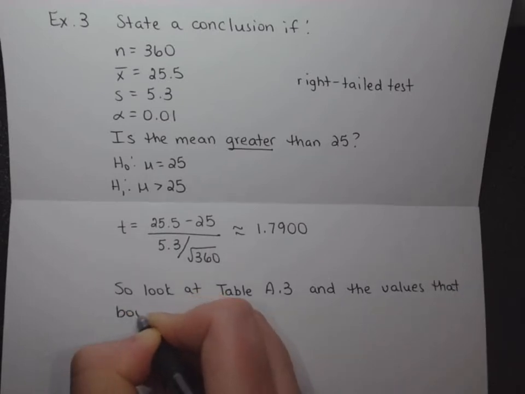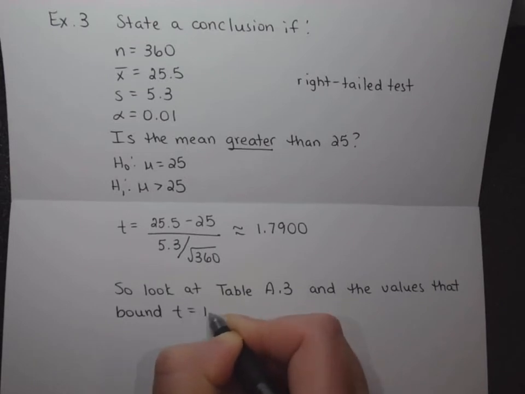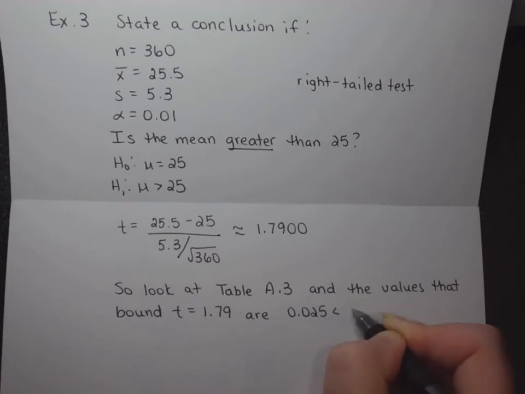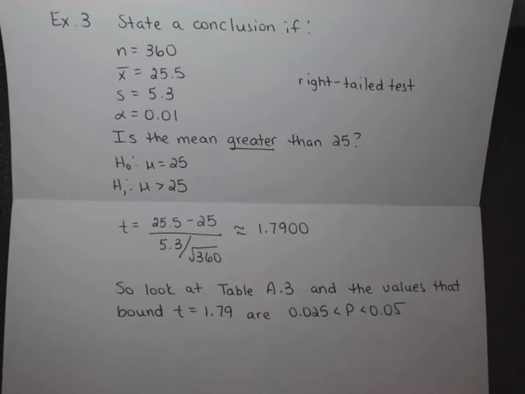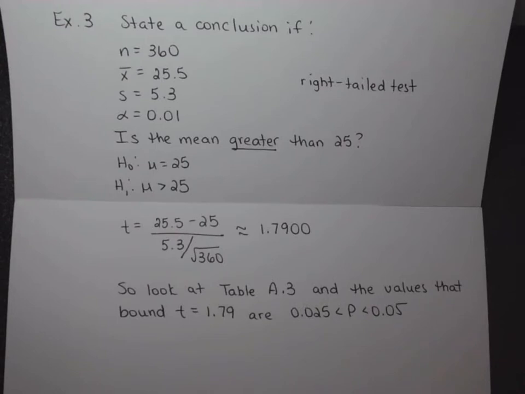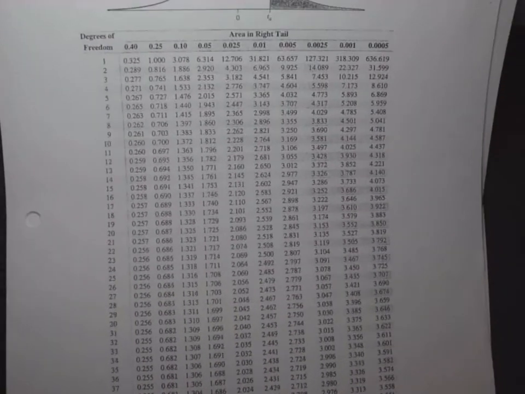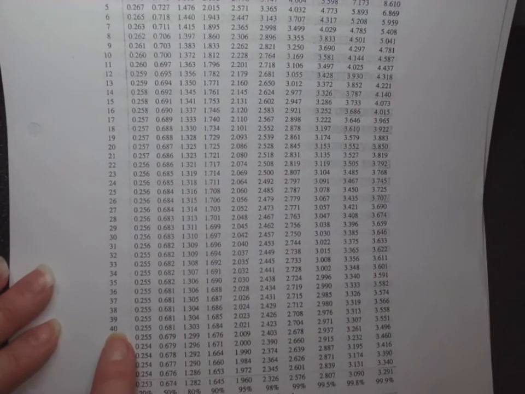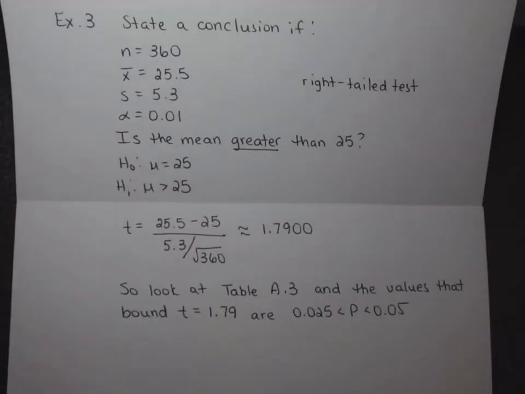So the values that bound t equals 1.79 are the following. Okay. So if you look at, by the way, there is no n equals 360, right? So you just use the closest thing to it. By the way, on this chart, let's say that you had n was 49 or something. You actually bump back down to 40. You don't bump it up to 50 when you're trying to look for the t-value. So just keep that in mind.